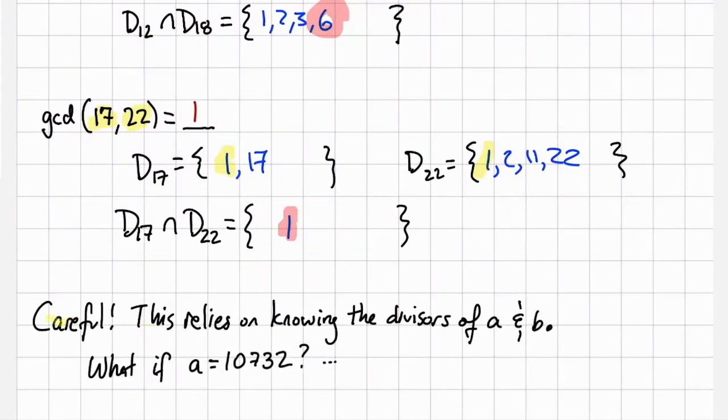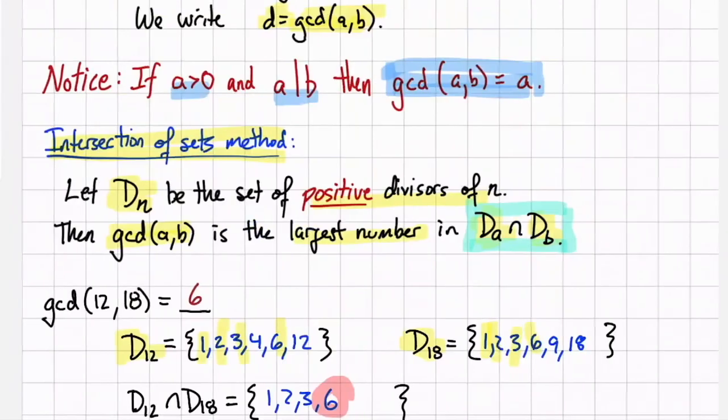We do have to be careful though. In order to be able to apply this method, that means we need to know what the set of divisors are for a and for b. For these small numbers, that wasn't so difficult. But what happens if you see a is equal to 10,732? That's a bit more complicated. And we'll talk about that in the next learning objective. So that's the GCD of 2 numbers.